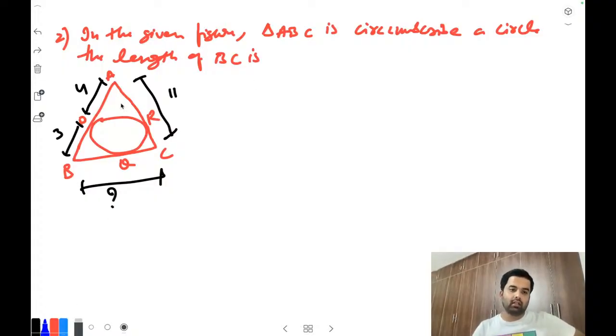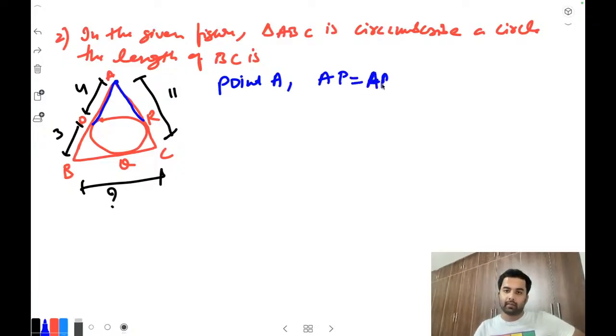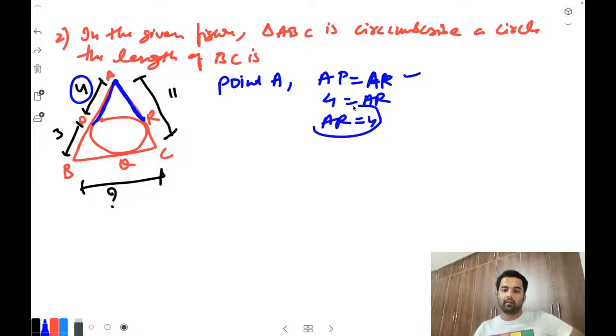One thing we know is that from a single point, if two tangents are drawn, both will be equal. So let me write it down first. From point A, AP equals AR, correct? Again, I'm repeating it: from a single point, if two lines are drawn to the circle, both will be equal. So AP equals AR. Do we have the AP value? Yes, it is 4. So AR also becomes 4, which means this part becomes 4. Both are 4, 4.